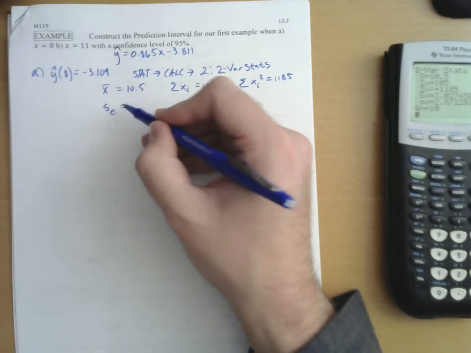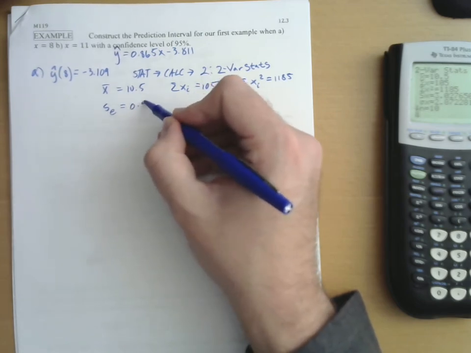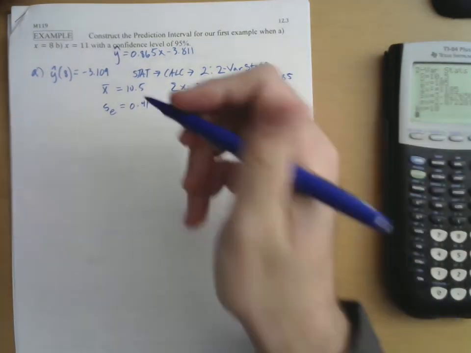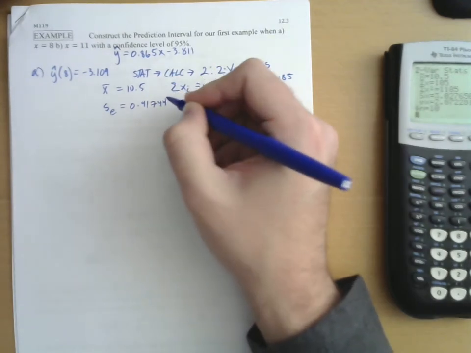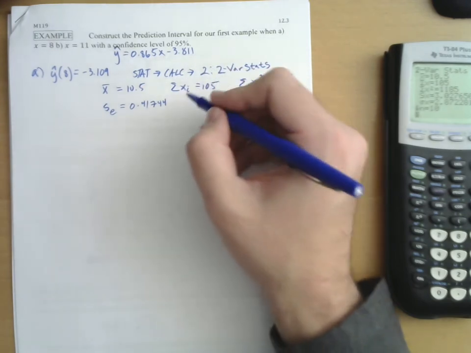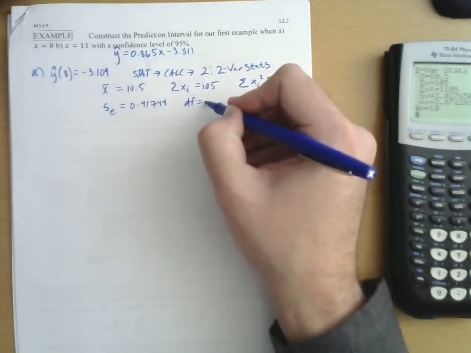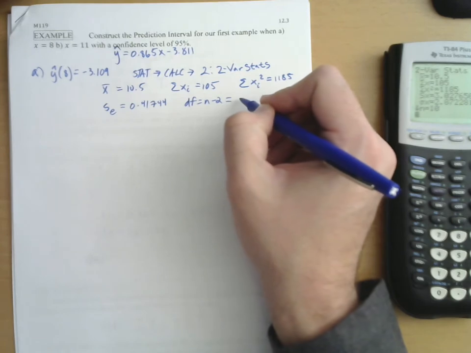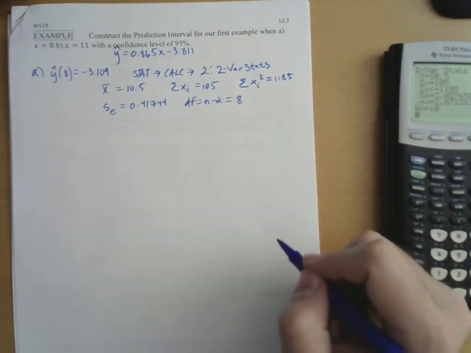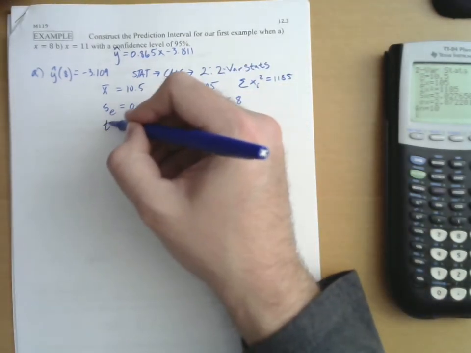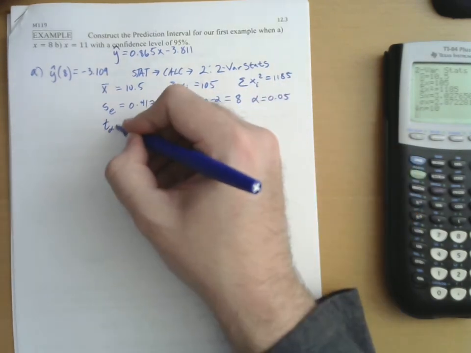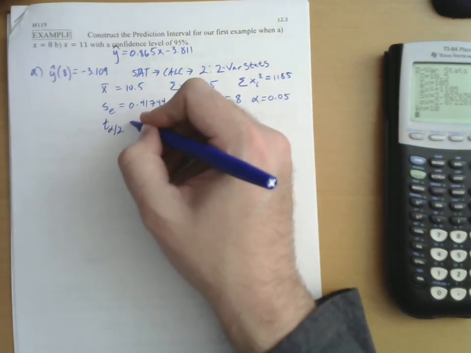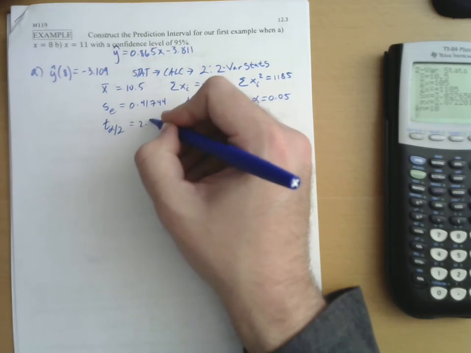Our S sub E we wrote down before was 0.41744. Our degrees of freedom is n minus 2, so this is 8. And so we can get our, I guess we should write down alpha, 0.05. So t sub alpha over 2, the critical t-score, looking that up, we get 2.306.